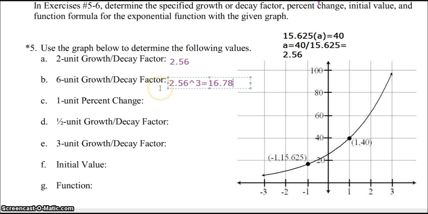It's pretty cool. You could have found the 1-unit growth factor by taking the square root of this number and then taking that to the 6th power. That would have given you the same thing, which we do now have to find the 1-unit growth factor in order to find the 1-unit percent change. But like we've already mentioned, that's just the square root of the 2-unit growth factor.